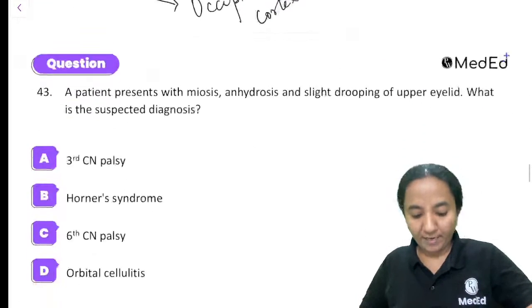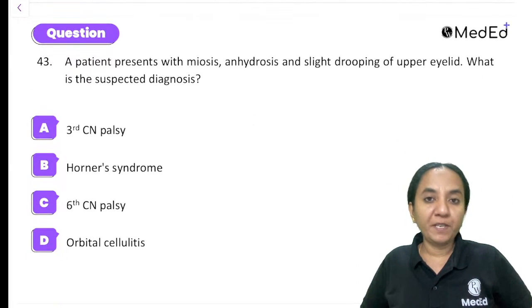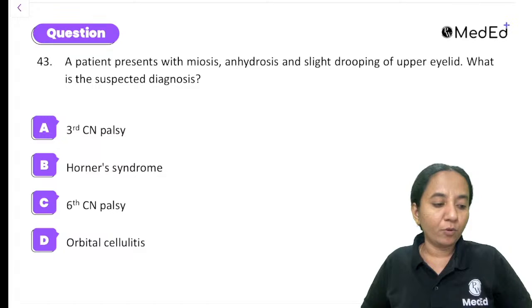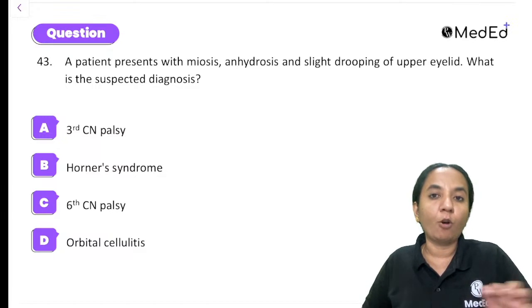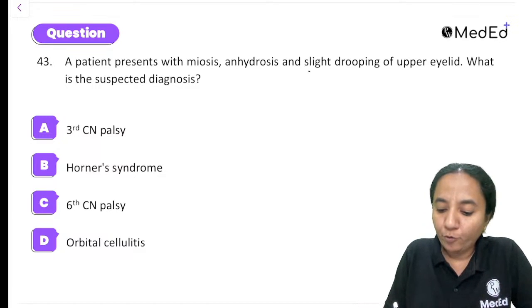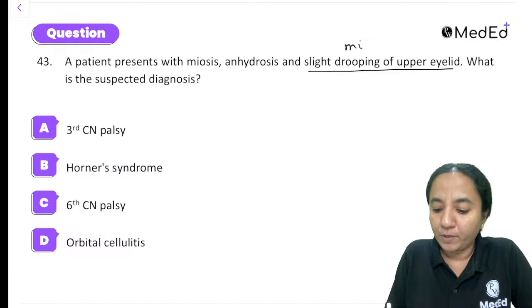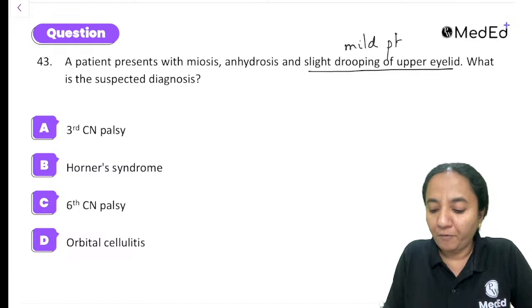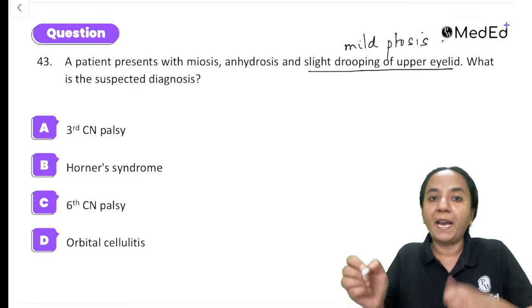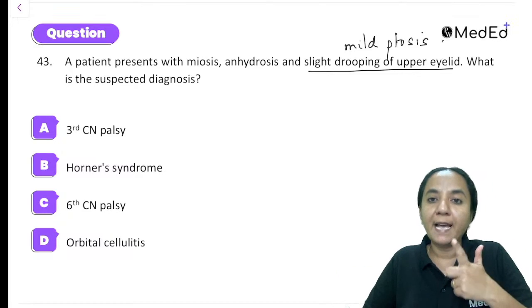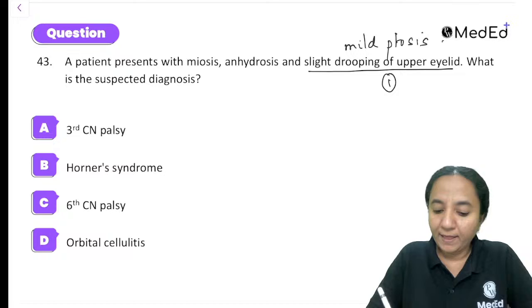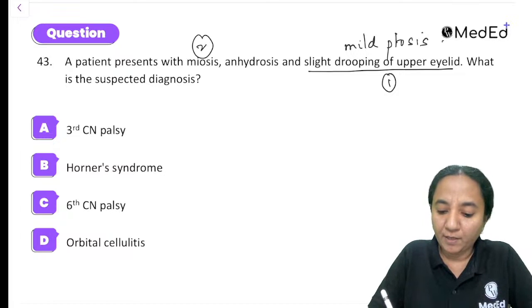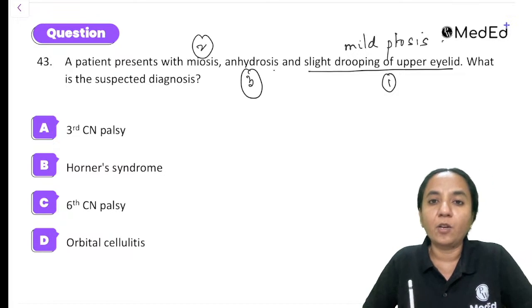ठीक है, चलो next question. A patient presents with meiosis, anhidrosis and mild drooping of the upper lid. So mild drooping of the upper lid means mild ptosis, right? So what are the three important features that are mentioned here? Mild ptosis, meiosis, anhidrosis. So when these three features are present, then what is the diagnosis?